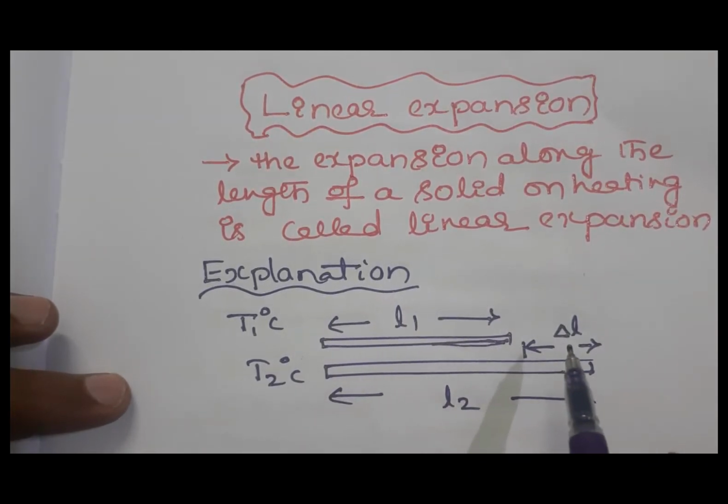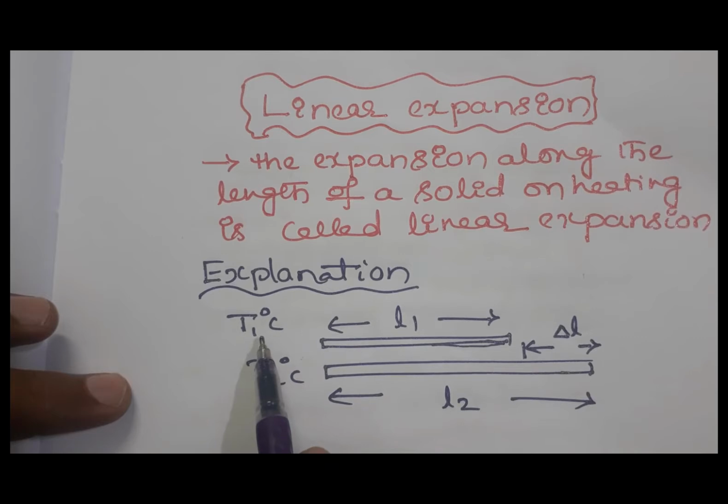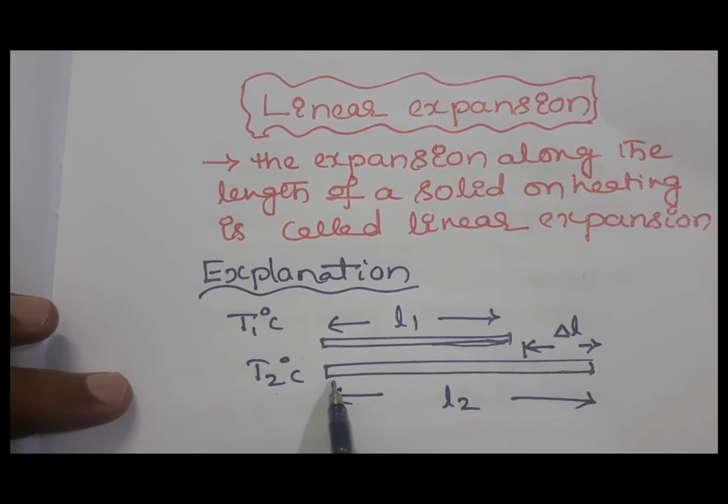So what about the linear expansion? Consider we have taken a metal rod. Its length is L1 at the temperature T1 degree Celsius. Now its temperature is increased to T2 degree Celsius, then the length of the rod increases. So now the increased length of the rod is L2.